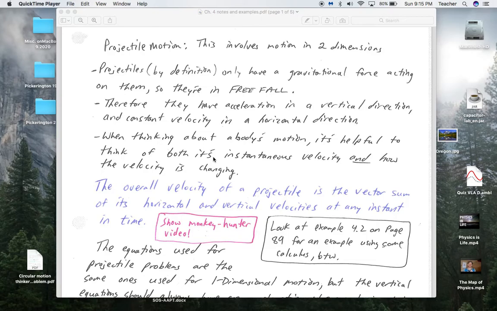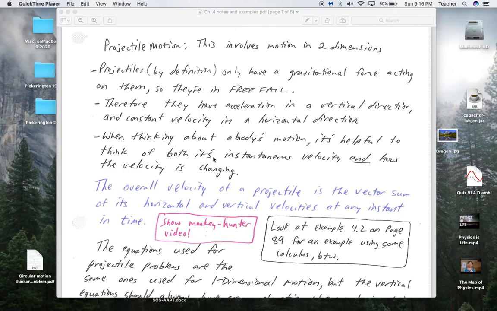Projectile motion involves motion in two dimensions. By definition, projectiles have only a gravitational force acting on them. They are in what's known as free fall. Those two mean the same things. A projectile always has to be in free fall.